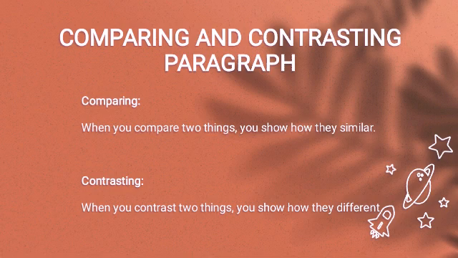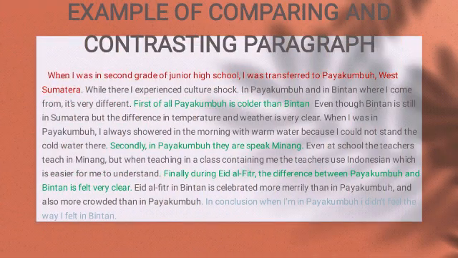The second one is comparing and contrasting paragraph. When you compare two things, you show how they are similar. When you contrast two things, you show how they are different. So, comparing is the way to find similarities and contrasting is the way to find the differences. Next is the example of a comparing and contrasting paragraph.